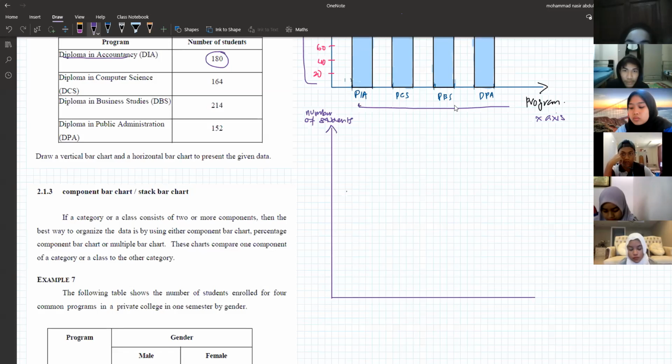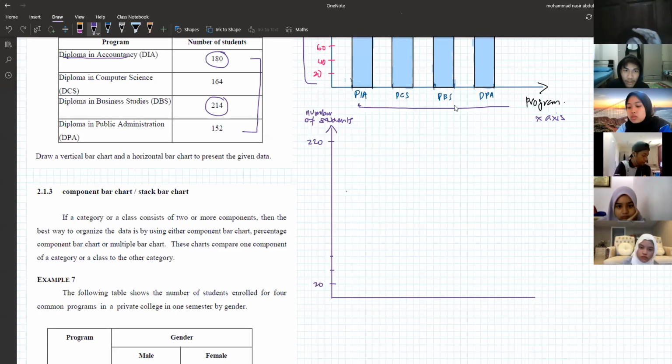So let's say you need to have a good measurement scale. Let's say we look at the frequency value. We try to find the highest number. The highest number is 220. So it means that you need to fully utilize your graph paper. Make sure you draw until 220 or 214. The maximum value should be 214 or higher than that. Higher, but not too much, just a little.